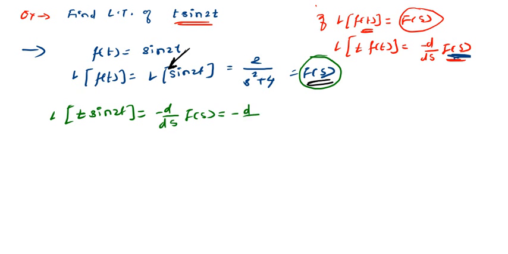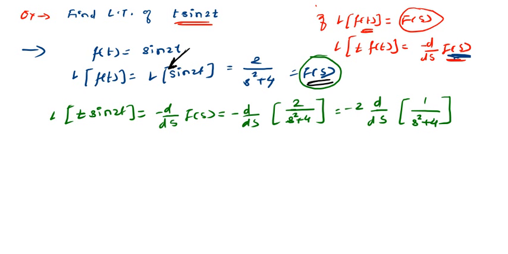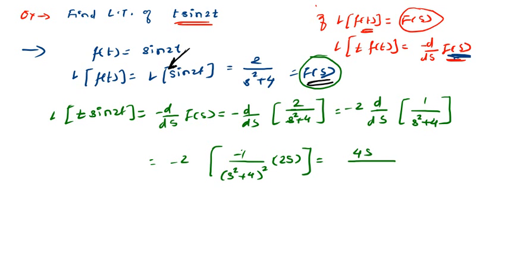So minus d by ds of 2 upon s square plus 4, because f of s is 2 by s square plus 4. 2 is constant, so this will be minus 2 d by ds of 1 upon s square plus 4. The derivative of this term will be minus 1 upon s square plus 4 whole square into the derivative of s square plus 4, which is 2s. So finally this will be plus 4s upon s square plus 4 to the power 2. This will be our final answer for finding the Laplace transform of t into sin 2t.